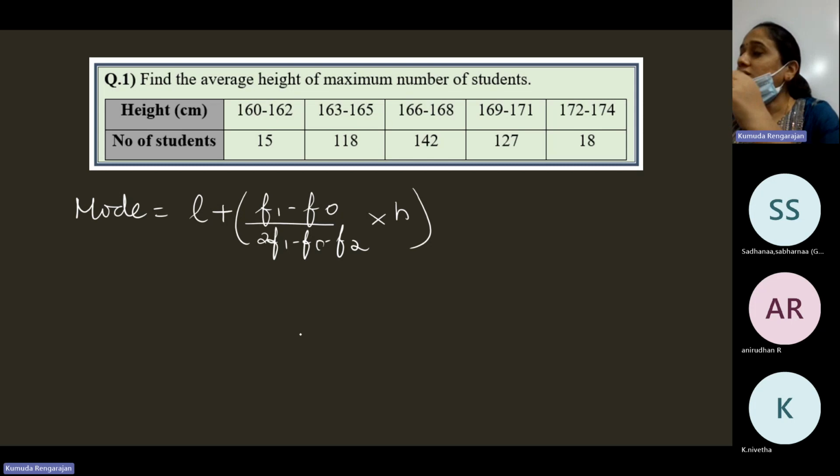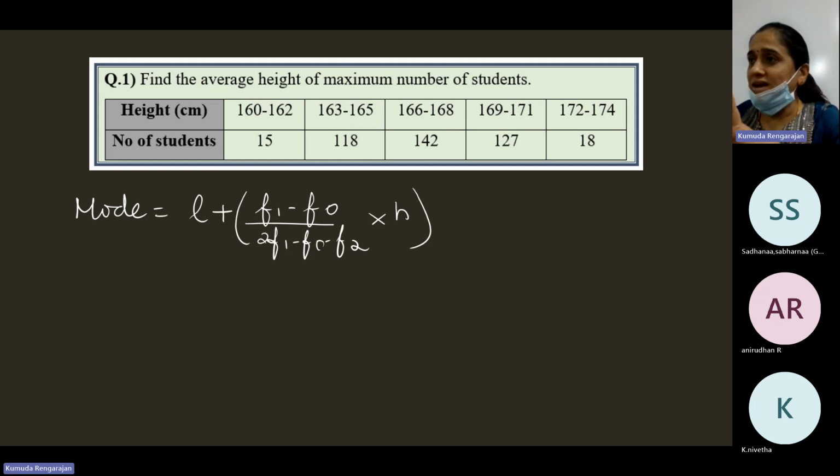Like for median, we first identify the median class interval. In the same way, to find the mode, we first identify the modal class interval. So now, which is the modal class interval? We have a procedure to find the median class interval. We find n by 2, and in the cumulative frequency column, we find that CF which is just more than n by 2. And the corresponding class interval is the median class interval.